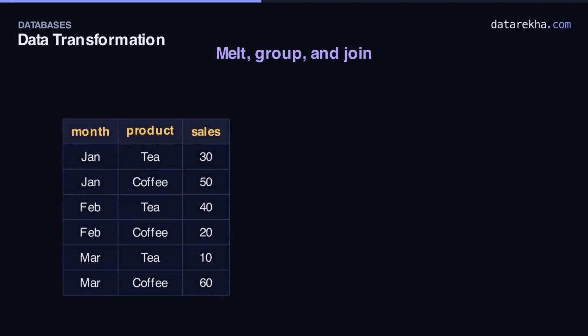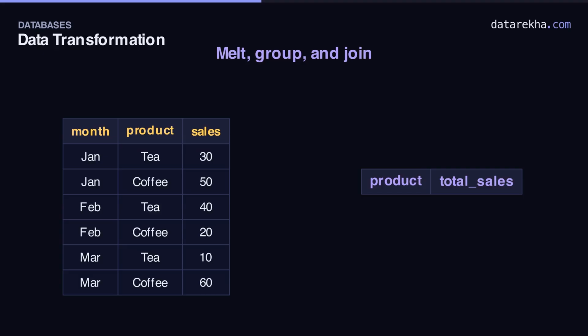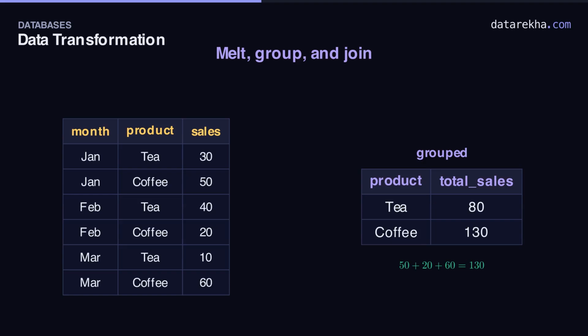Next, aggregation. Group and summarize. This collapses many rows into a few summary rows, exactly the group by you met in the query lesson. Take the full long table again and total the sales for each product. Tea appears in 3 months, 30, 40, 10, summing to 80. Coffee's 50, 20, 60 sum to 130. 6 rows shrink to 2. That is aggregation. A whole group crushed down to one summary number.